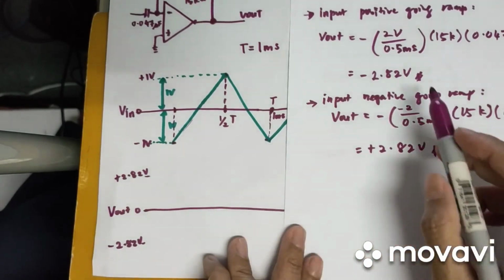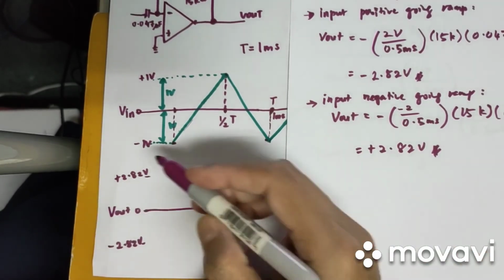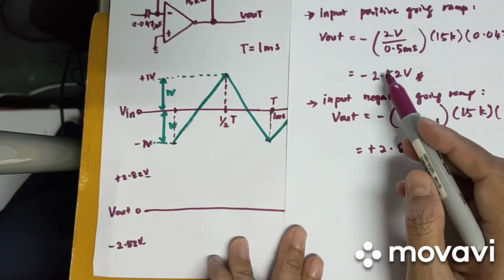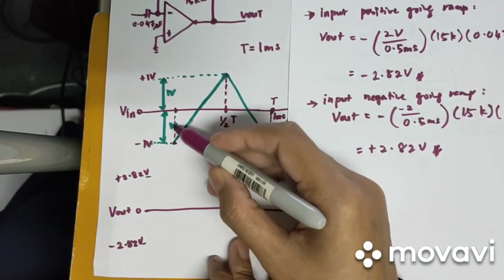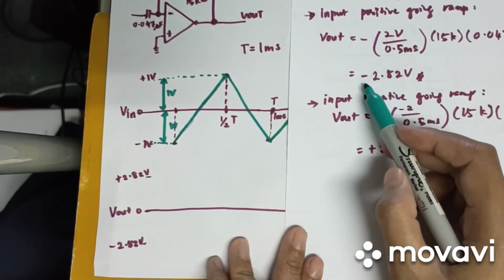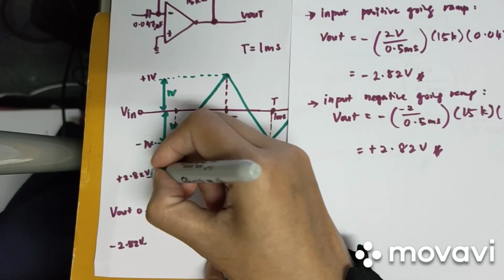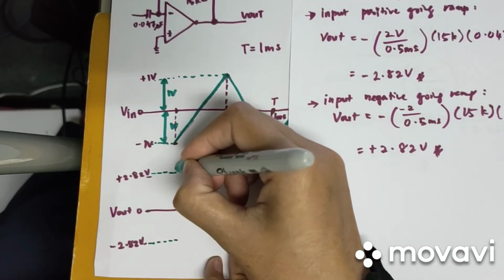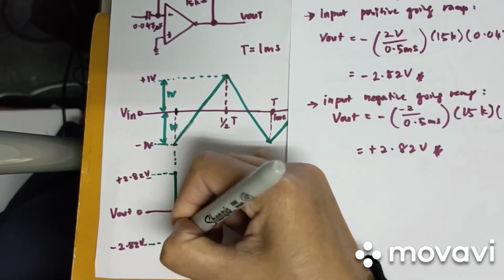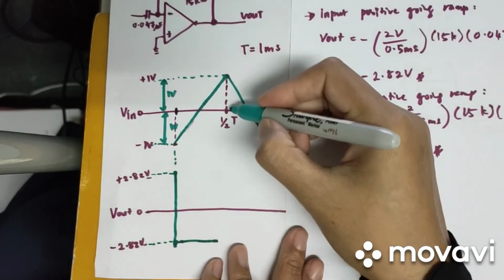We have this information: V out is negative 2.82 and positive 2.82. So this is V out, zero line in the middle, and this is the positive and negative 2.82. When it is positive going ramp, starting from here, the voltage will go down to negative 2.82. At this point of time, start from here, go down to negative 2.82, here. It will stay here up until this peak.